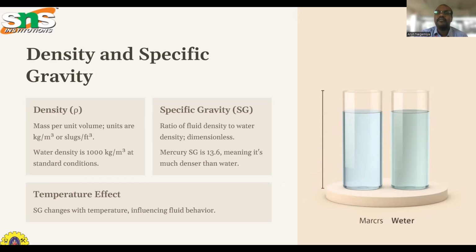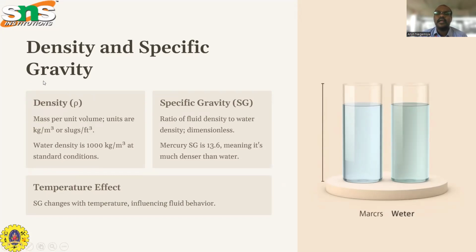What are the properties available in a fluid? First one is density. Next one is specific gravity. Density is calculated as mass per unit volume, and the unit is kg per meter cube. The density of water is 1000 kg per meter cube. It will vary based on the water conditions. Water in liquid form is 1000 kg per meter cube. If it is in ice cube form, the density is also the same.